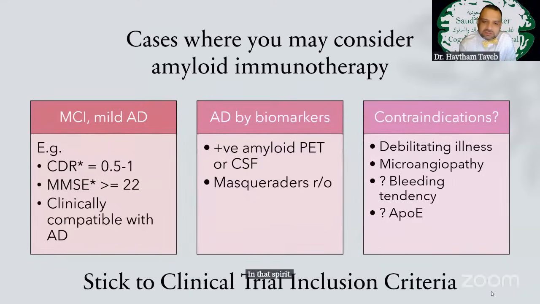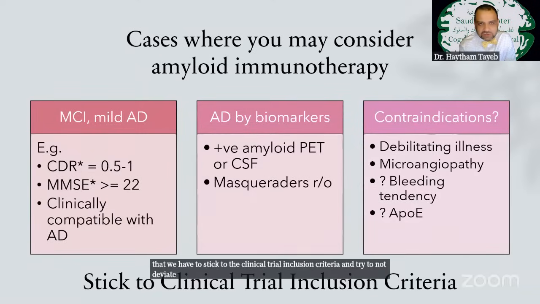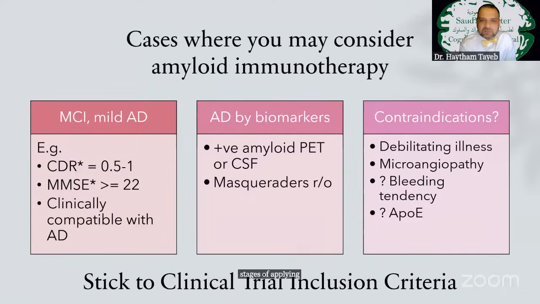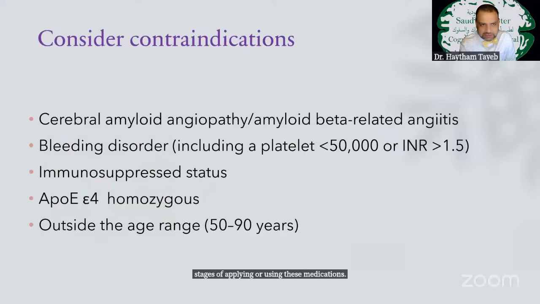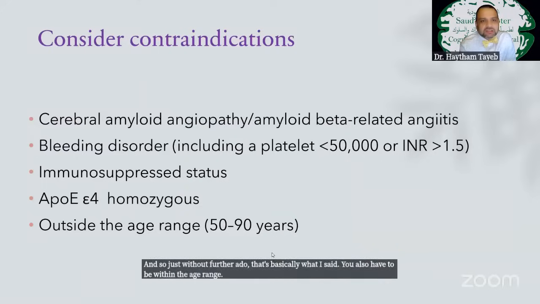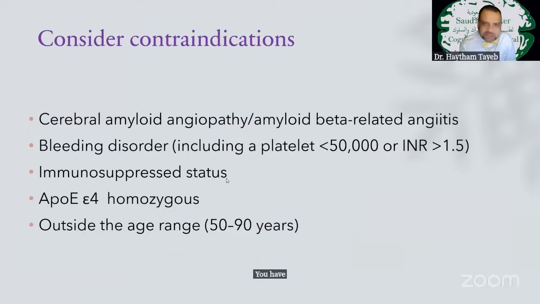And the message is that we have to stick to the clinical trial inclusion criteria and try to not deviate from it as much as we can, especially in the early stages of applying or using these medications. And so just without further ado, that's basically what I said. You also have to be within the age range. You have to not be immunosuppressed, since these are immunotherapies.